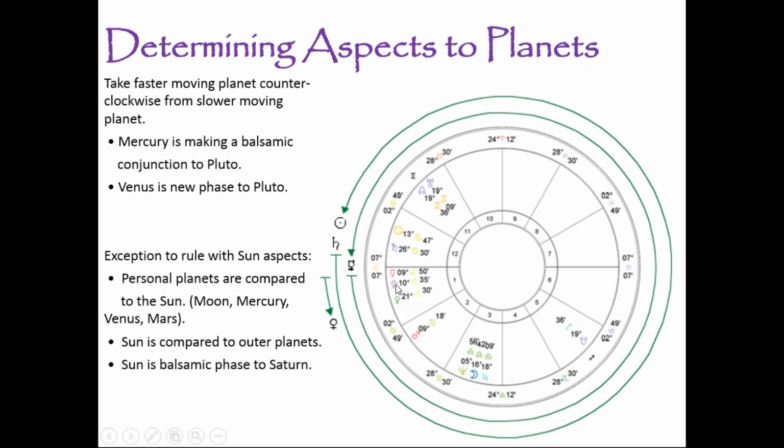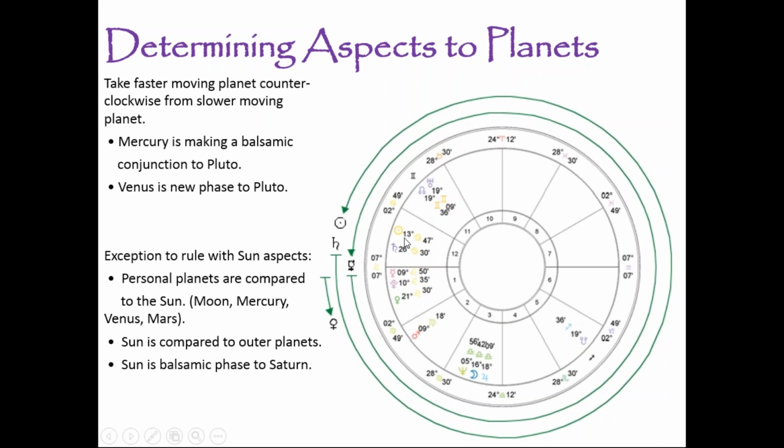If we look at Venus's relationship to Pluto, we again start with Pluto, the slower moving planet, and right here we go to Venus. And Venus is new phase Pluto. It's past that 10 degrees, so it's not a conjunction, but it's new phase. Every planet has a phasal relationship to every other planet. And when you are a beginner to astrology, you start with the phase between two planets, and then you fill in the details with a specific aspect.